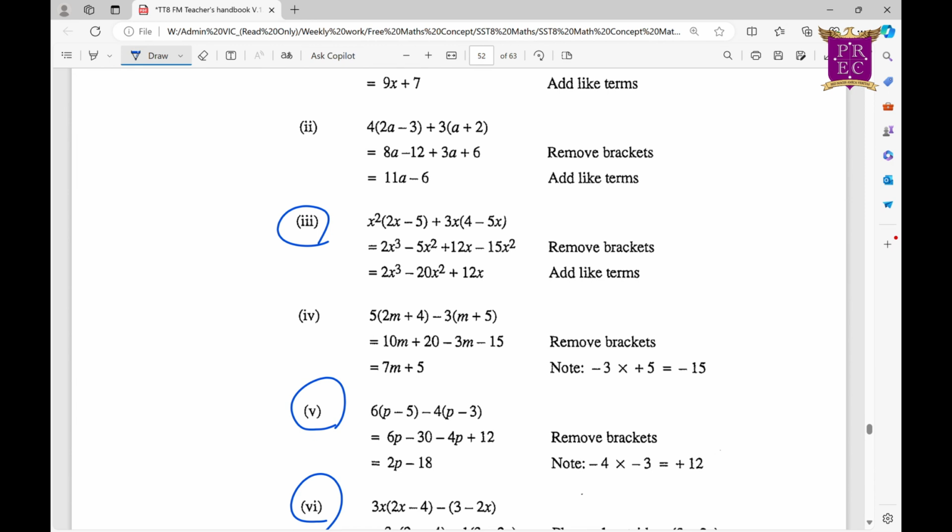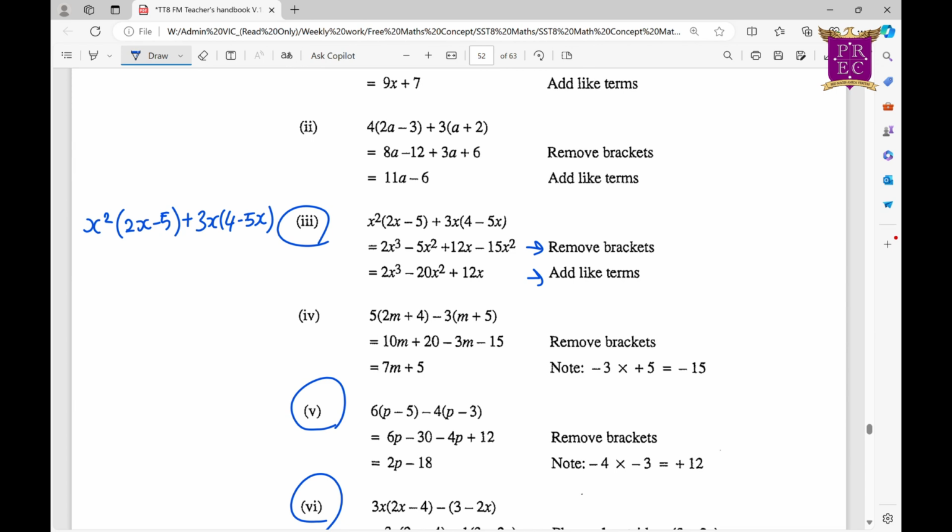So first, it's asking you to multiply or expand the brackets, and then it asks you to add the like terms. So just make sure that when they ask you to simplify, they're asking you to expand and then group all the like terms together, which is grouping like terms we covered last week.